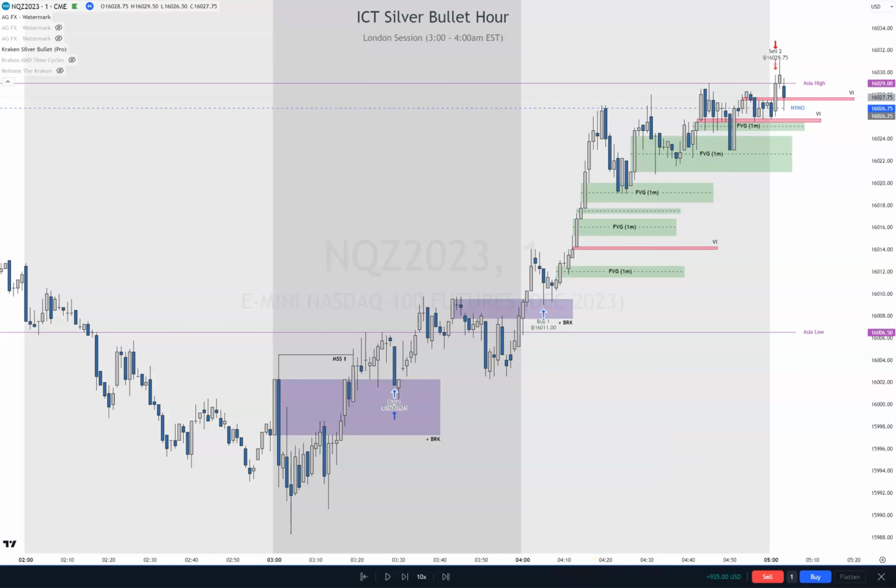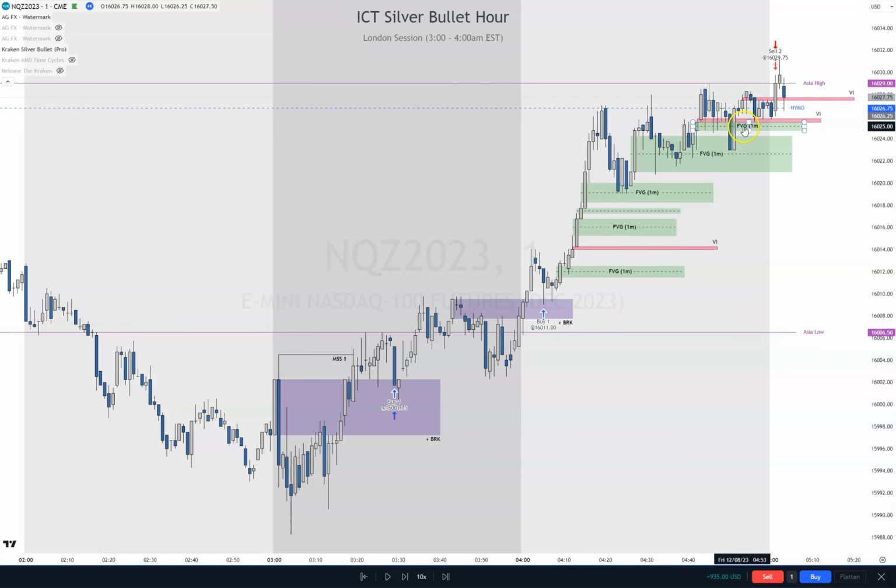If 2 PD arrays are overlapping, like this one was, right? We used the bigger one and we removed the smaller one. So that one was removed, just like these 2 volume imbalances right here were removed because this engulfed them. And so I used that full PD array when our stop was here.